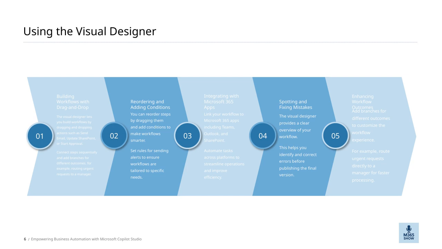And one of the most valuable features is the clear overview the visual designer provides. It gives you a visual map of your workflow, so you can spot any errors early on. Before publishing, you can review and fix issues easily, ensuring your automation runs smoothly.